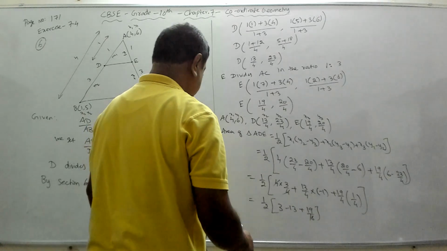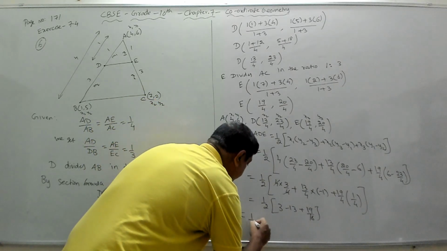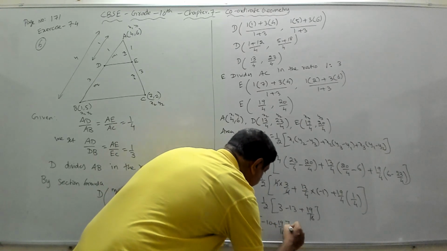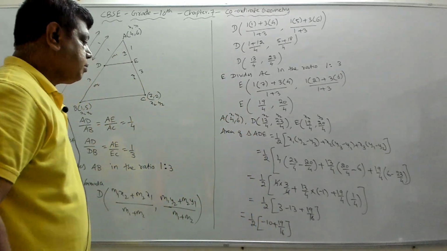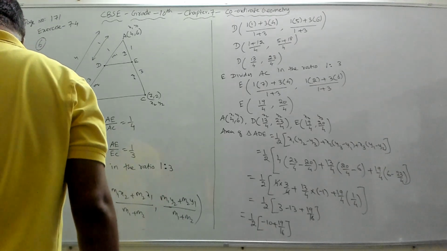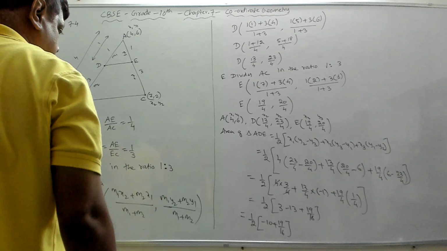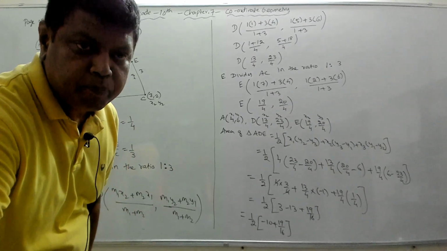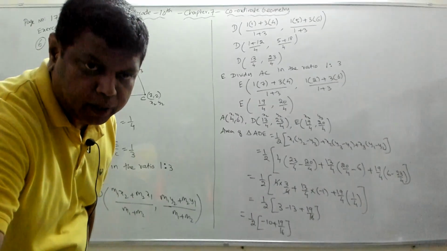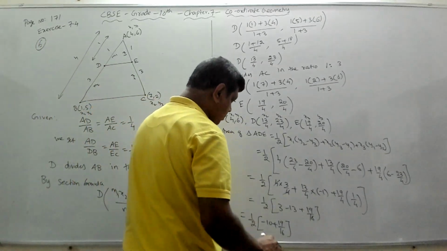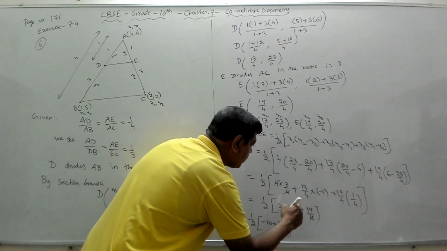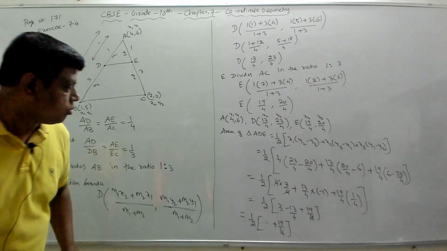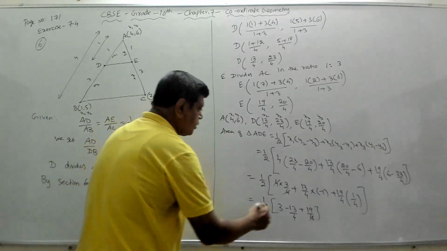Right? So if you simplify this further, you get 1 by 2 of 3 minus 13 is minus 10 plus 19 by 16. If you try to simplify this further, fine. So if you observe here, sorry, this should be minus 4. 13 times 1 is 13 by 4. This is 13 by 4. So if you try to do the fraction addition, this is minus 13 by 4.